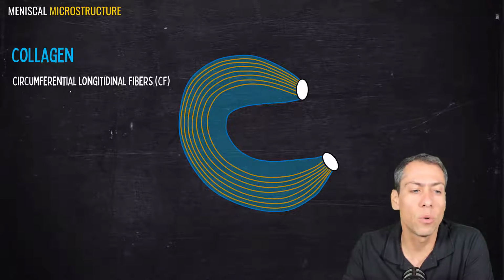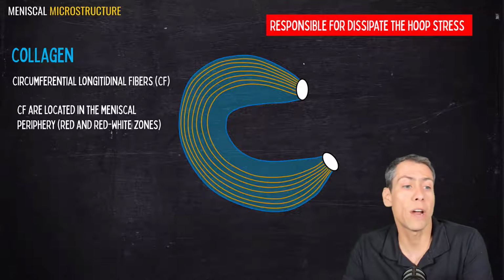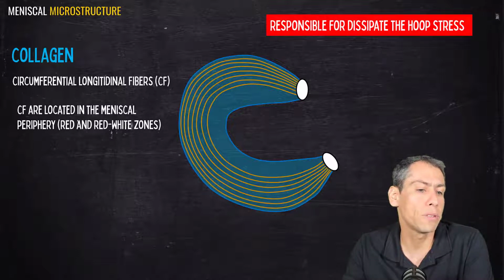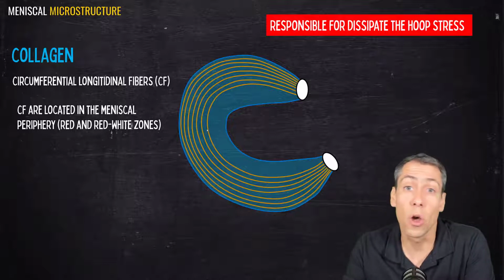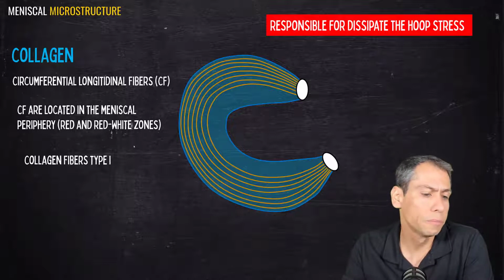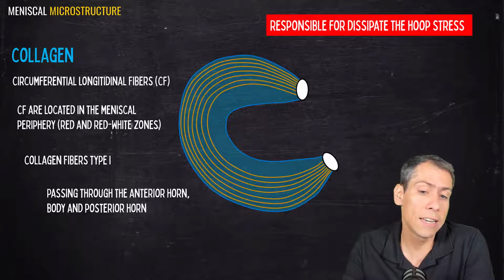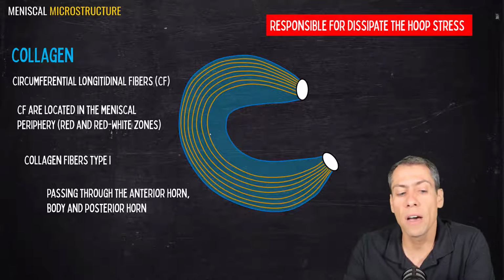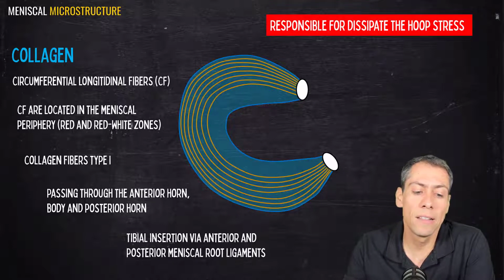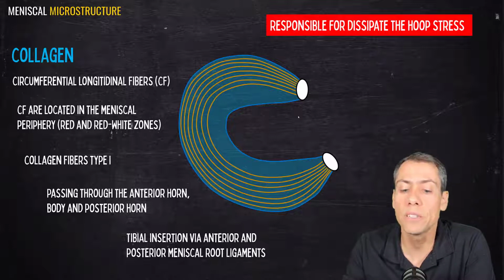The circumferential longitudinal fibers are responsible for dissipating the hoop stress. They are located in the meniscal periphery, in the red and the red-white zone, or the intermediate zone. They are formed by type 1 collagen fibers, and these longitudinal fibers pass through the anterior horn to the body, to the posterior horn, and the tibial insertion occurs via the anterior and posterior meniscal root ligaments.